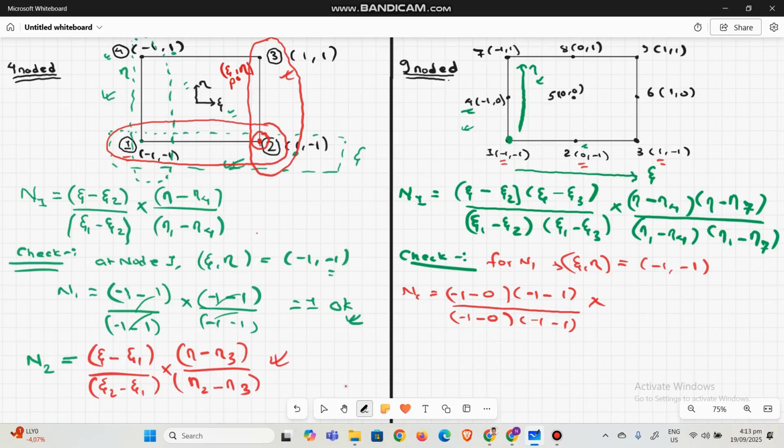So multiply by, now eta is also -1 here, minus eta 4, which is 0, and again eta minus eta 7, which is 1, divided by eta 1, which is -1, minus 0, then -1 minus 1. So what you get here are similar terms. This gives 1, and here also it gives 1. So it is 1, so it's okay.